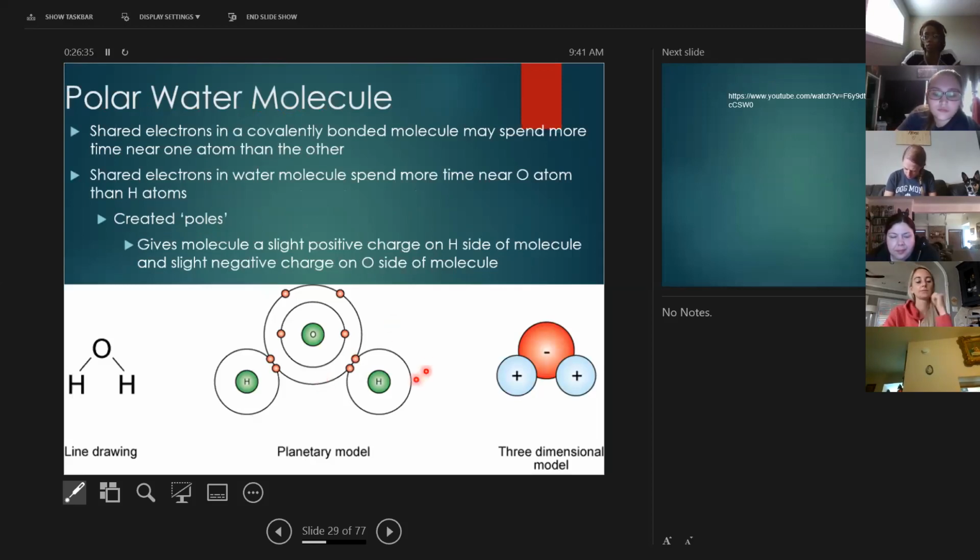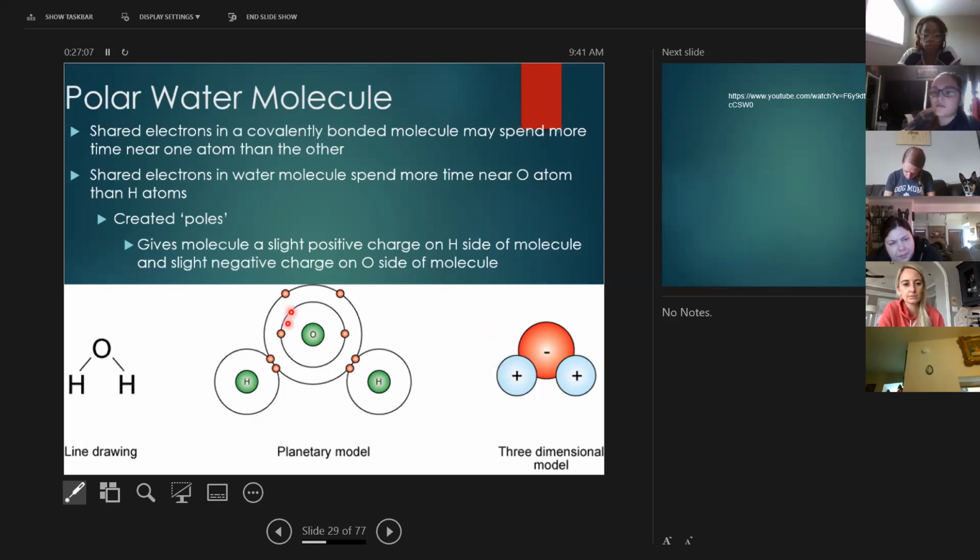So here I have an example of a covalent bond. And this guy, he is H2O. We have 2 hydrogen and 1 oxygen, and that's a water molecule. And we know that hydrogen has 1 electron, and we know that oxygen on the outside has 6. And so what we're going to be doing is sharing the electrons.